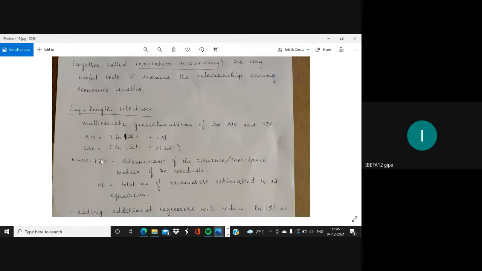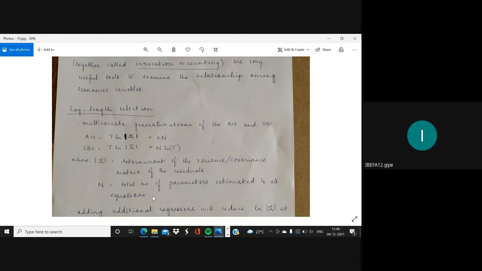So here, this sigma is basically your variance covariance matrix of the residuals, and this indicates the determinant of the variance covariance matrix of the residuals. Then n is the total number of parameters estimated in all the equations. T will be your sample size or the number of usable observations. Once you've taken differences and lags, how many observations are you actually using to estimate your VAR model? That will be your T. So n will be the total number of parameters estimated in all the equations.